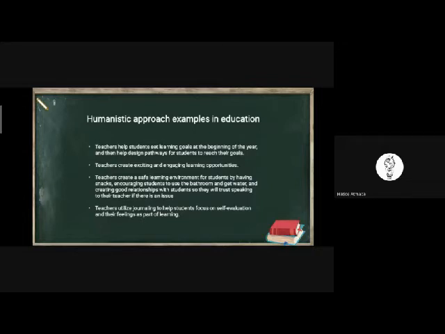Next, teachers can utilize journaling to help students focus on self-evaluation and their feelings as part of learning. Using PALM questions can help students. It can help students better understand their feelings and progress in their learning. That's all for examples of the humanistic approach in education.